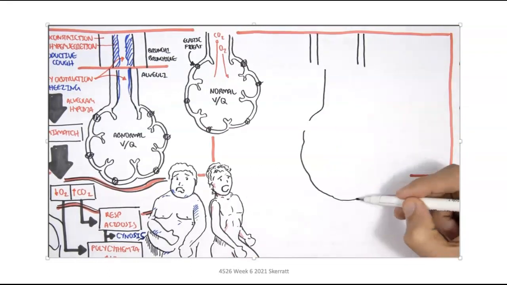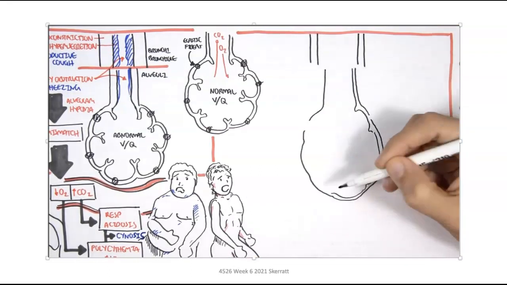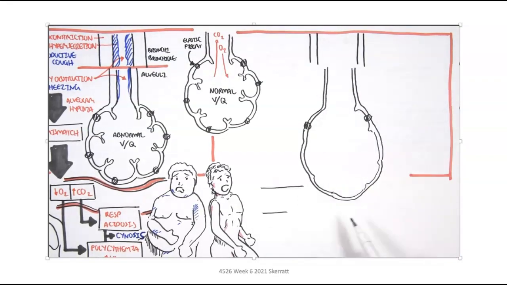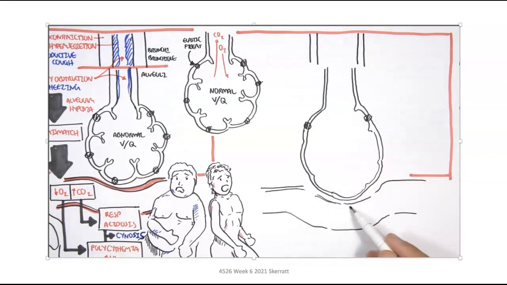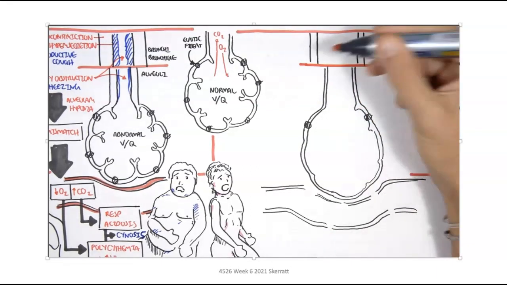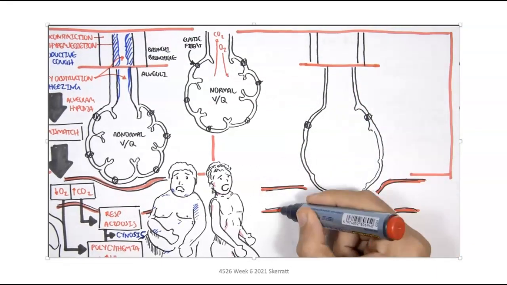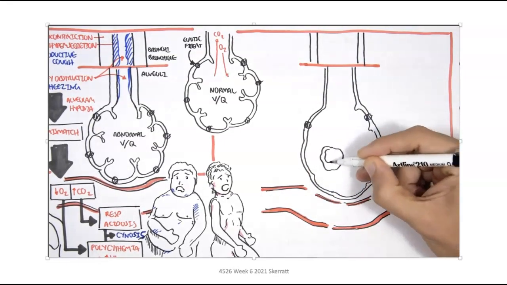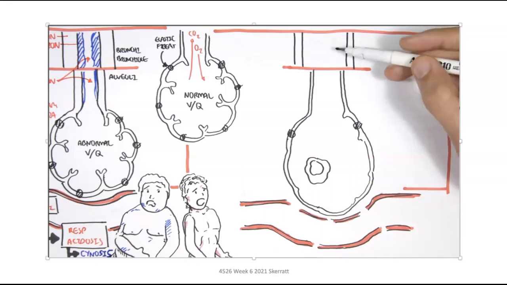So let's draw the same diagram as before, with the bronchiole and the alveolus here, and its pulmonary supply. Now within the alveolus, there are macrophages normally residing in there, helping to keep the place clean and sterile. And normally, again, oxygen comes in and carbon dioxide goes out.